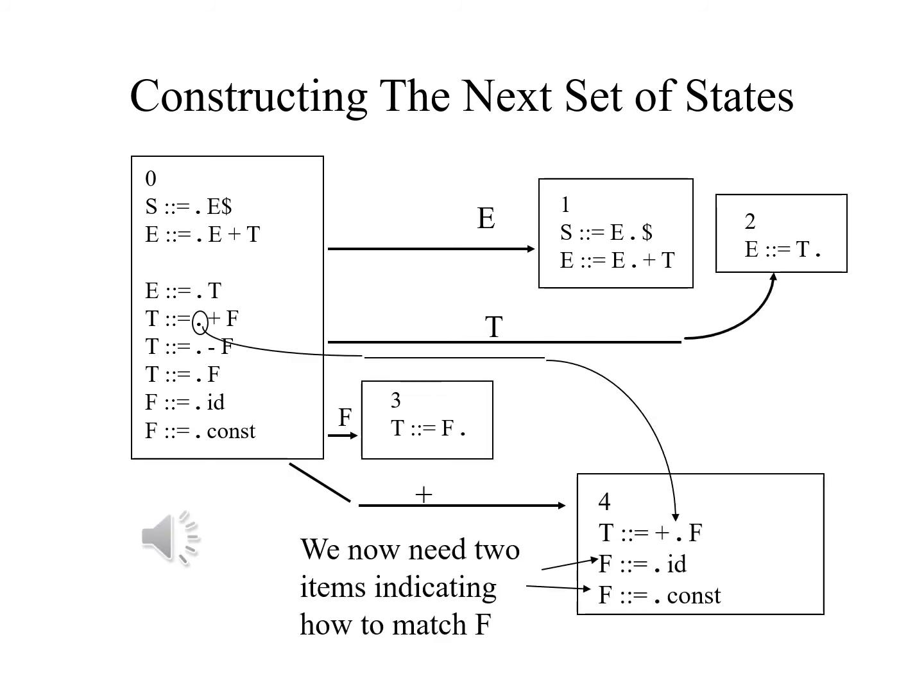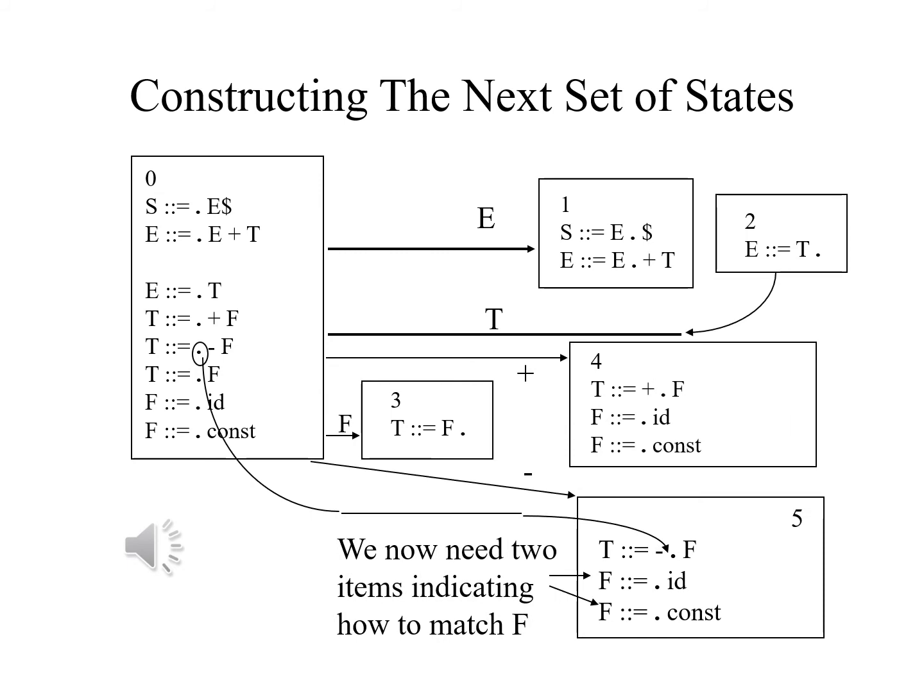As we process the next transition, transitioning past the plus sign, in T derives dot plus F, I see that the dot has gone from being before a terminal to being before the non-terminal factor. That means I am going to need initial items for factor.